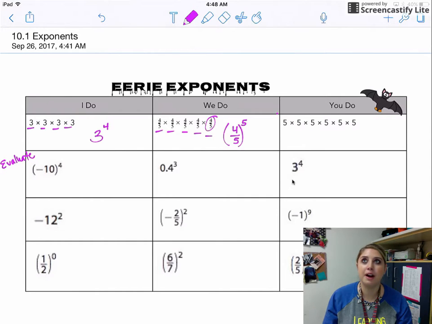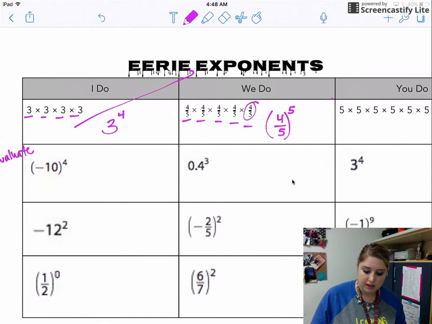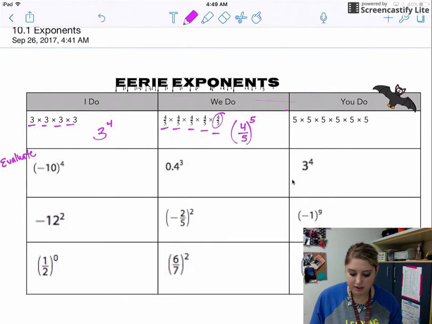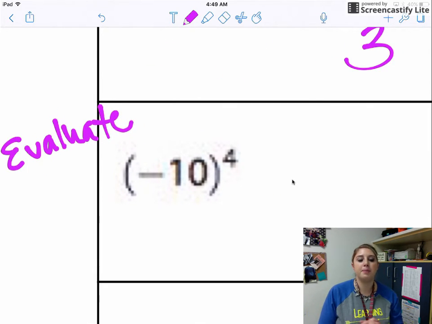Okay, hopefully that went awesome for you. Next one, will you write this little word? Ooh, I am not being able to zoom in. Okay, come on, Mrs. Stubbs' iPad. It says evaluate. Let's see. Oh, there we go. Evaluate.